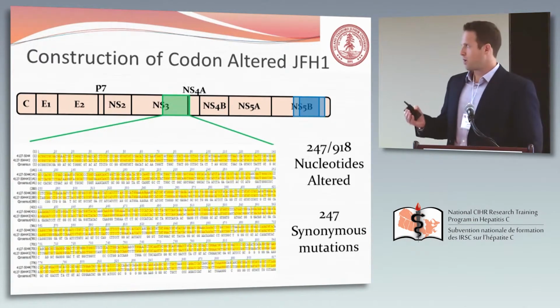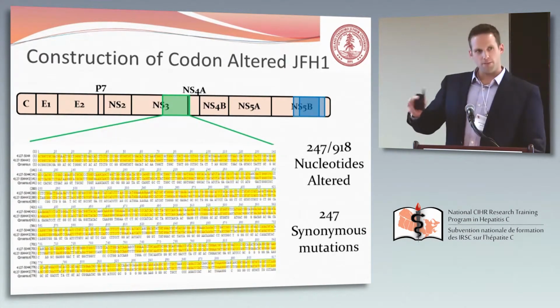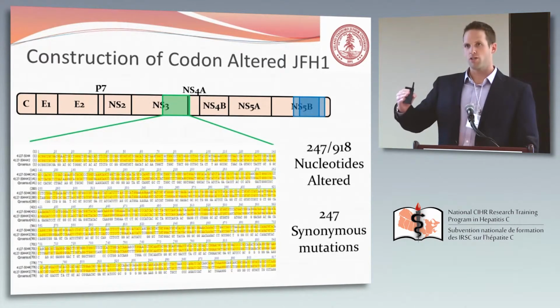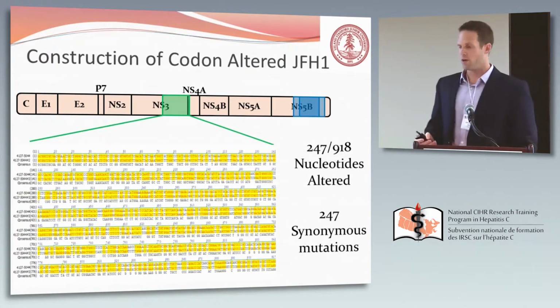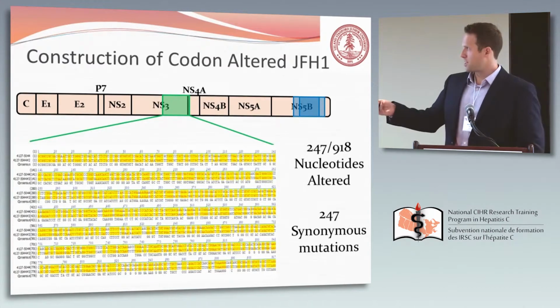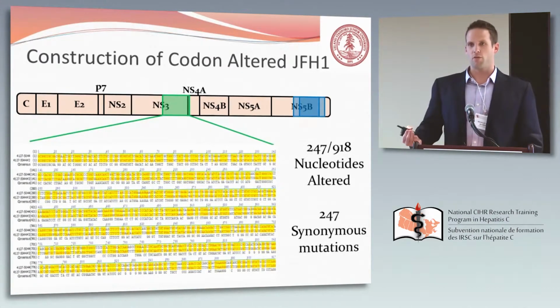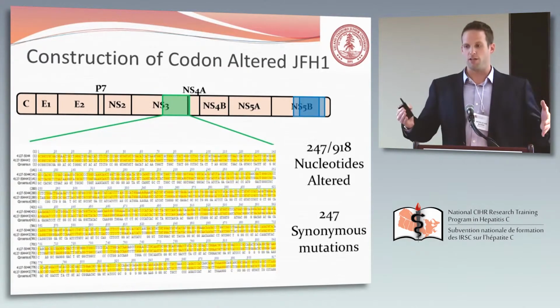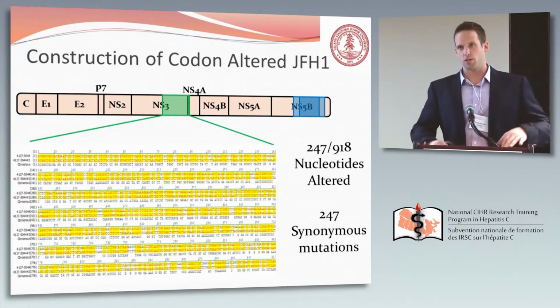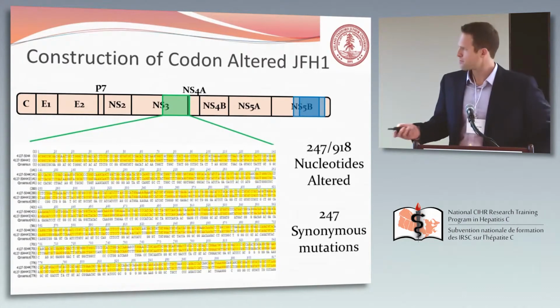Now, again, we're mutating the wobble base pairing in these codons, so we're altering the RNA structure, but we're not altering the protein structure. And so I'm going to focus on this mutation that's in the C-terminal half of NS3. We were able to incorporate 247 mutations over a 918 nucleotide stretch, and then Affymetrix was able to design probes that differentiated between these 2 strains.